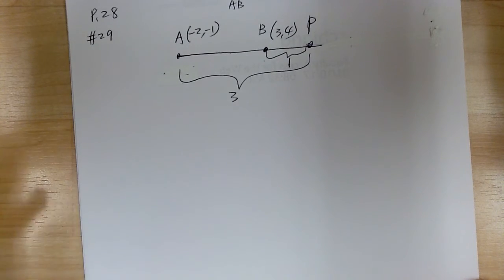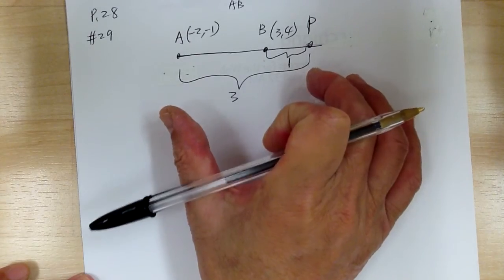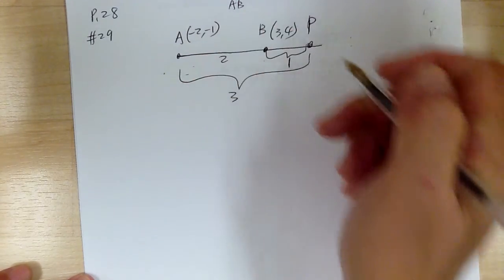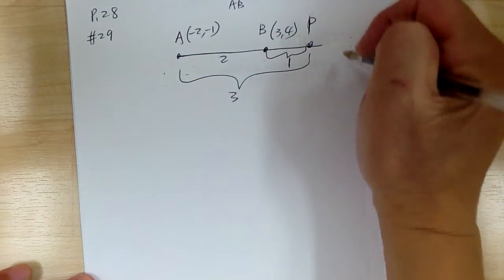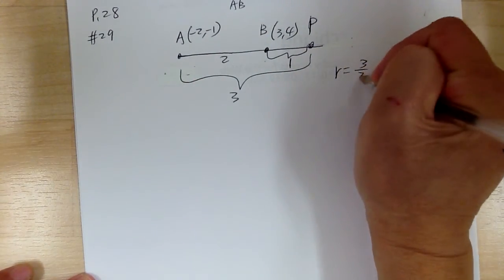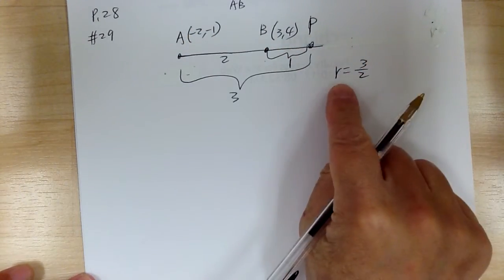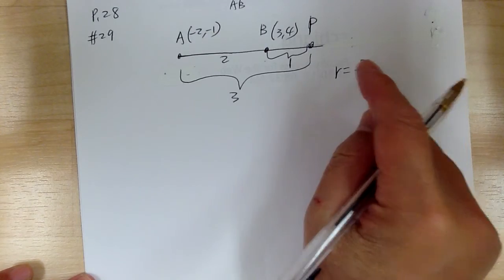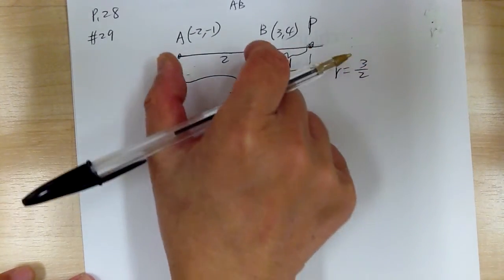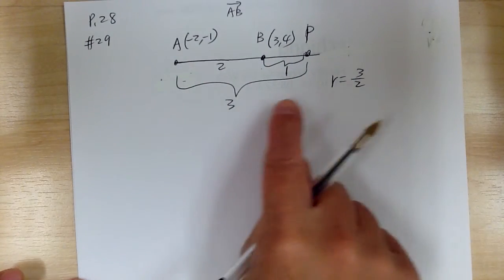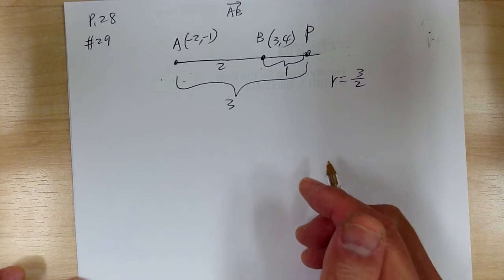Now to work it out, in this case the ratio is going to be 3. So this would be a 2, right? In this case, R equals 3 over 2. It's from here to here versus this over here. So R is going to be AP to the whole thing. So R equals 3 over 2. You have to be careful with that.